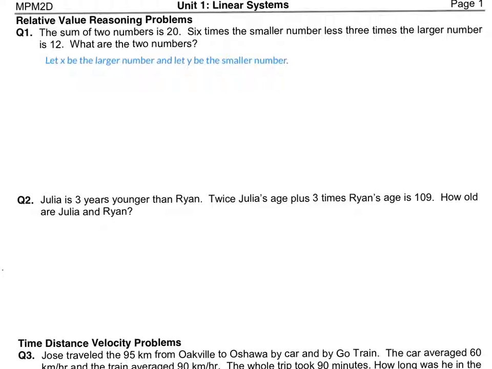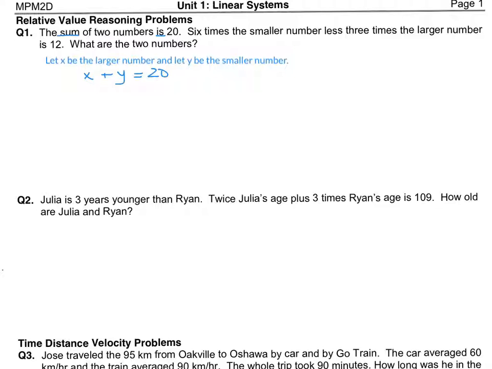So I'll move that up to the top here, and then I'm going to start to create my equations. The sum of the two numbers is 20. So sum is a keyword. Sum means we're going to add. The "is" is the equals. So we should have x plus y equals 20.